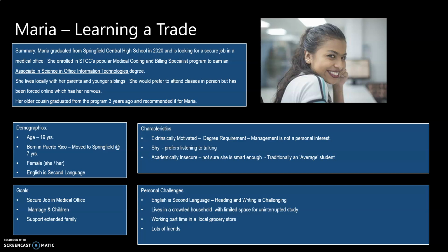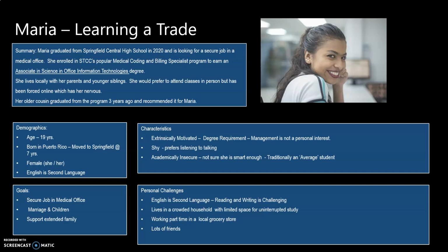She's very extrinsically motivated. In other words, she's taking this course because it's a degree requirement. It's not because management is some personal interest of hers. She's very shy. She would rather listen than talk. And she's academically a little insecure. She's just not sure she's smart enough and has traditionally been an average student.